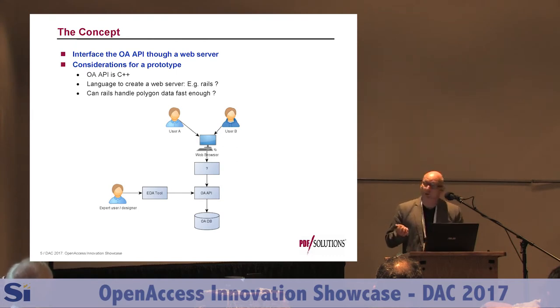The initial thought is, okay, OpenAccess is based on C++. Let's keep that in mind. Then what are typical languages which deal with web browsing or serving? For instance, there's Ruby on Rails. It's great, but can it really handle polygon data fast enough? Is it the right platform? I don't know, maybe, maybe not.